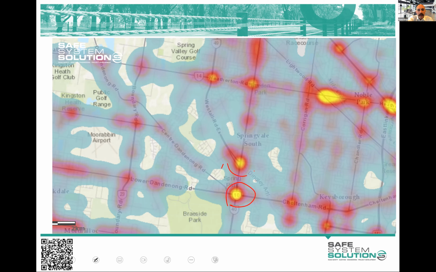Signalized intersection, signalized intersection, signalized. In fact, they're all signalized. Like, I don't even need to tell you where a signalized intersection is because it's got a hotspot of death or serious injury on it. And you sort of think, what's going on there?